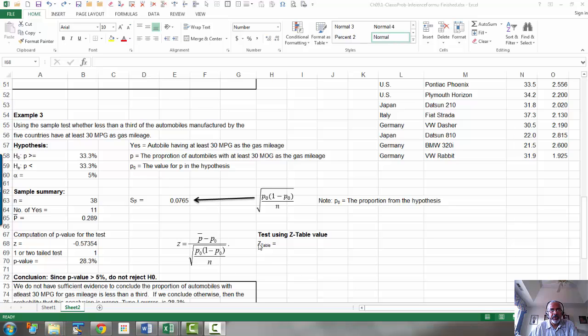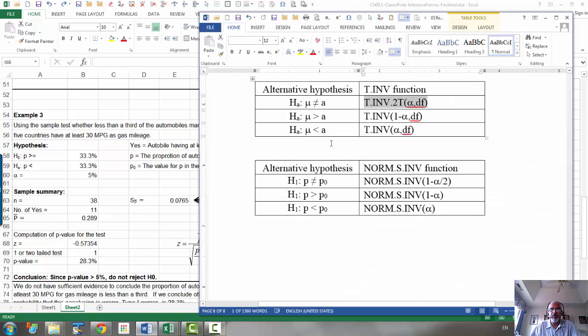Now let's look at the Z table value approach. So we did the hypothesis using the p-value approach. Now we're going to use the Z table. So we need to look at the Z table function, and let's go to the Word document, and here are the Z table functions. So Z table can be determined by using NORM.S.INV, and again we have the three different formats of the alternative hypothesis, and the NORM.S.INV will always take the probability given inside the brackets as the cumulative probability.